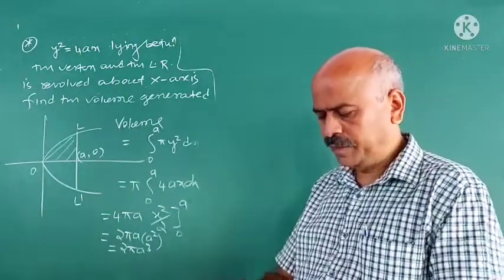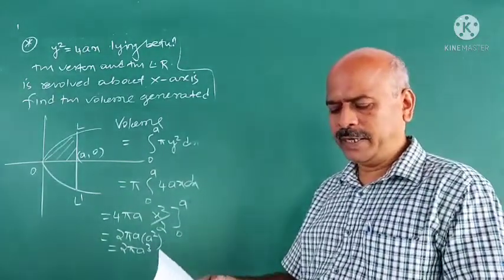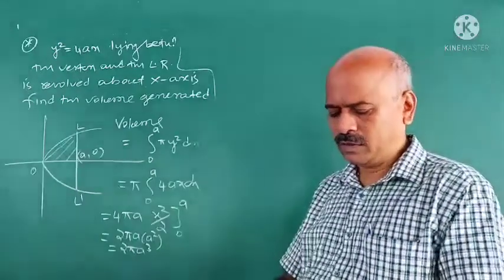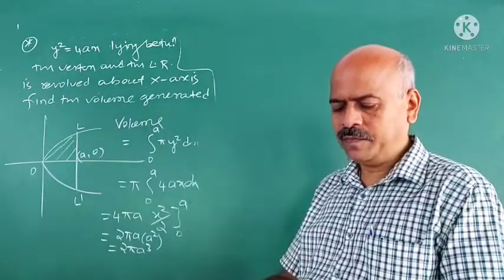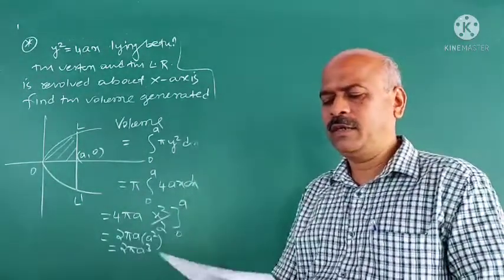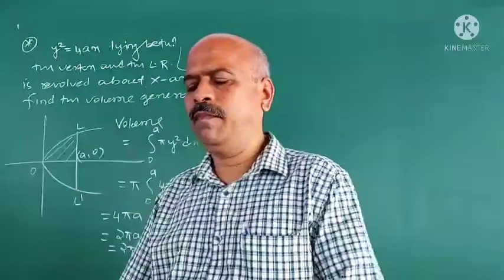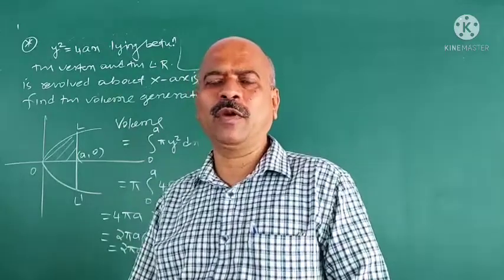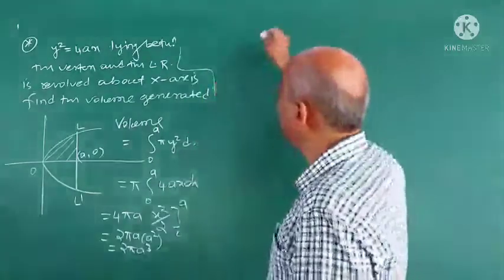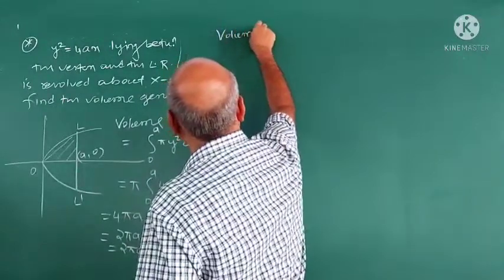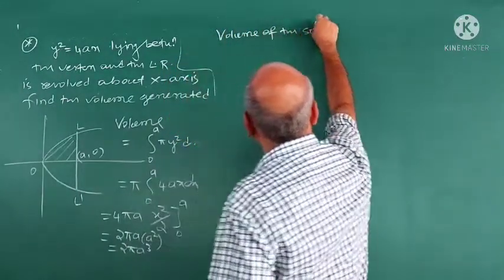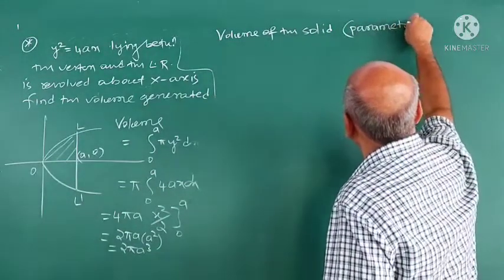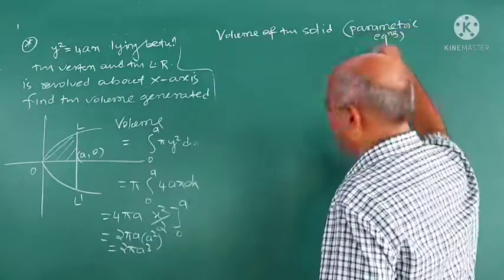Next one, now I take parametric curves. What are parametric curves? Parametric curves are those we usually take in parametric form, like cycloids, and the asteroid also we take in parametric form. Volume of the solid with parametric equations, that means curves are given in parametric form.